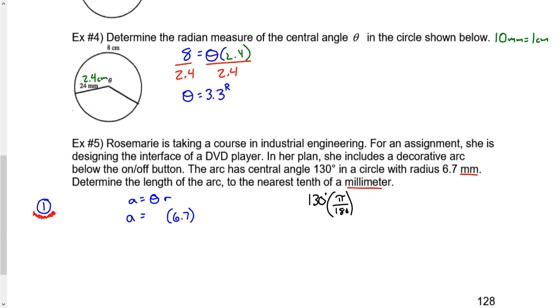Now I know that they're both divisible by 10, which means that this would actually be 13 pi over 18. And all we have to do is type that straight into our calculator. 13 pi divided by 18 times the 6.7. And the arc length would come out as 15.2 millimeters. That actually looks like an M.